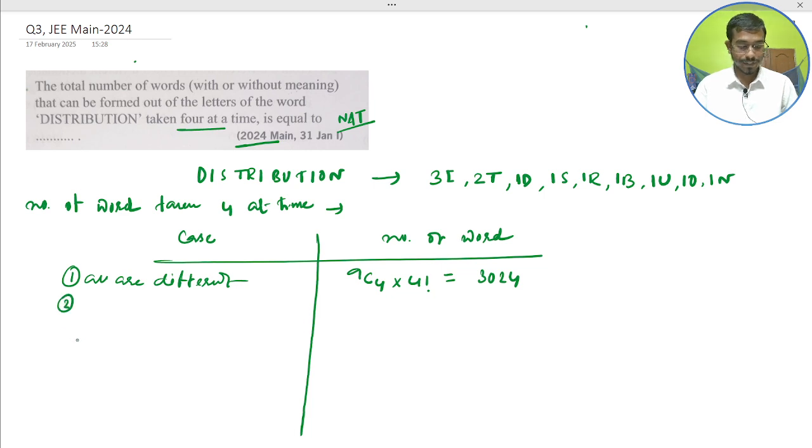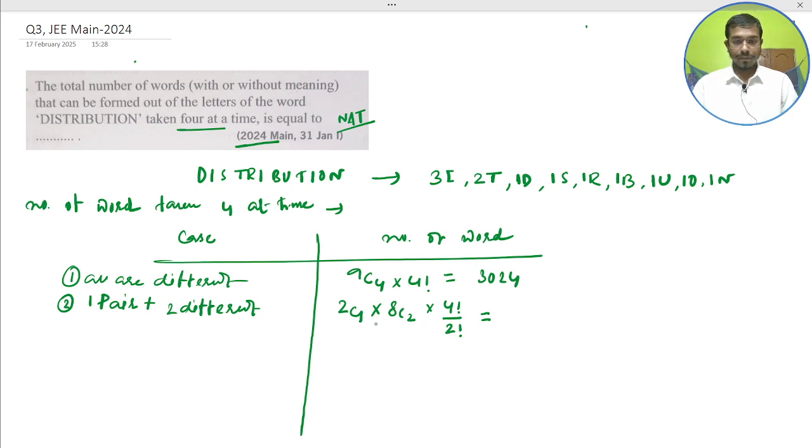Next case: 1 pair, 2 different. Very important. 1 pair means 2C1, into 2 different means into 8C2, into 4 factorial divided by 2 factorial. Understand? 2C1 into 8C2 into 4 factorial divided by 2 factorial. So this would be 672.